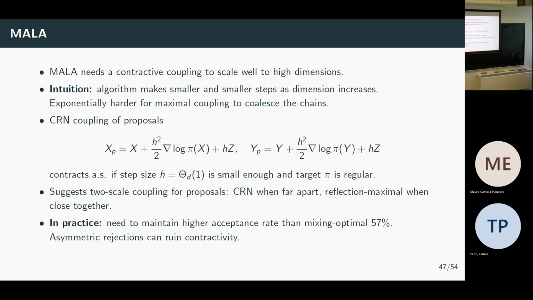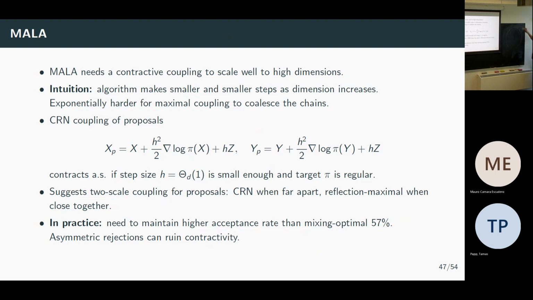For MALA, again, as with the random walk, MALA makes smaller and smaller steps as you go up in dimension. So if you use something purely that attempts to coalesce and makes no effort at contracting, you won't do well. So again, you need to use a contractive coupling. One thing you can think about is baking it into the proposals. The proposals are just ULA steps, and Sam already showed you that these contract. If your target is regular and your step size is small enough, the intuition is basically this.